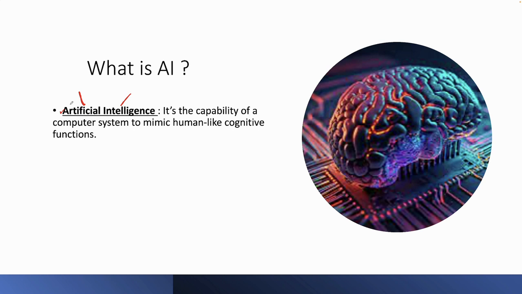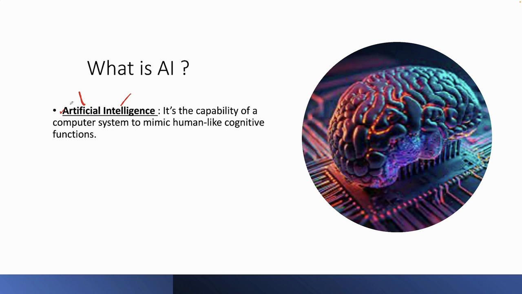Then we talk about intelligence. What is intelligence? A very, very simple word, but with a deep meaning. Intelligence is the ability to acquire and apply knowledge and skills. So if we combine these two terms, we are talking about artificial intelligence. Remember, it is man-made intelligence. It is not natural intelligence. Humans have got natural intelligence, but machines, computers, they have got artificial intelligence.